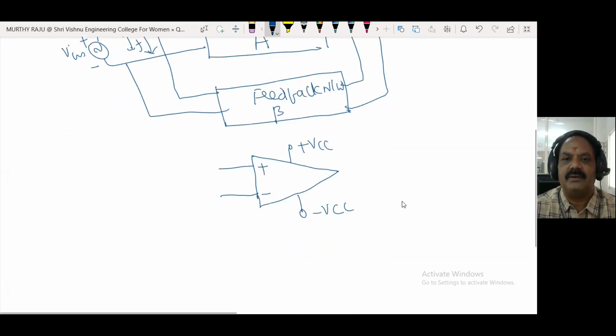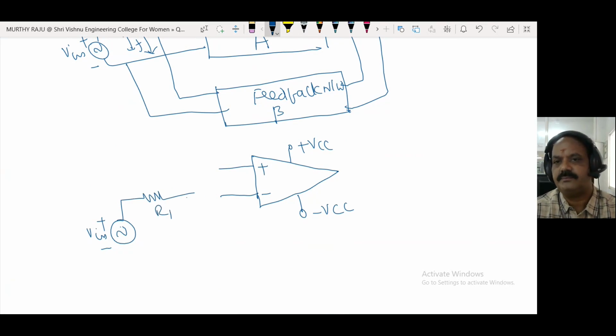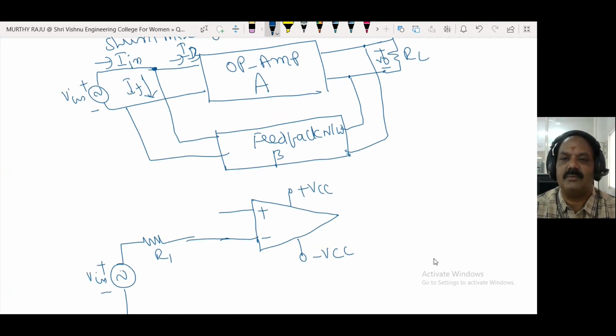Inverting mode means the voltage source is applied to the inverting terminal of an op-amp. Since this one is the voltage source, some resistance R1 is connected here to the inverting terminal. It is called inverting mode. The non-inverting terminal of the op-amp is connected to ground.